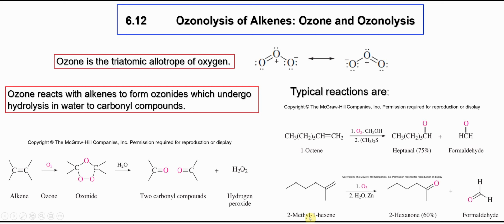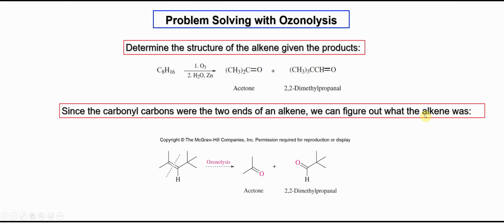Similarly, you have another molecule. This is 2-methyl-1-hexene. This double bond is also going to be broken up. If you apply ozone in water, you must have water or a polar molecule. And then with zinc, you are going to form a hexanone, and then your formaldehyde. Again, when your carbon double bond is subjected to ozonolysis, you are going to produce two carbonyl compounds.